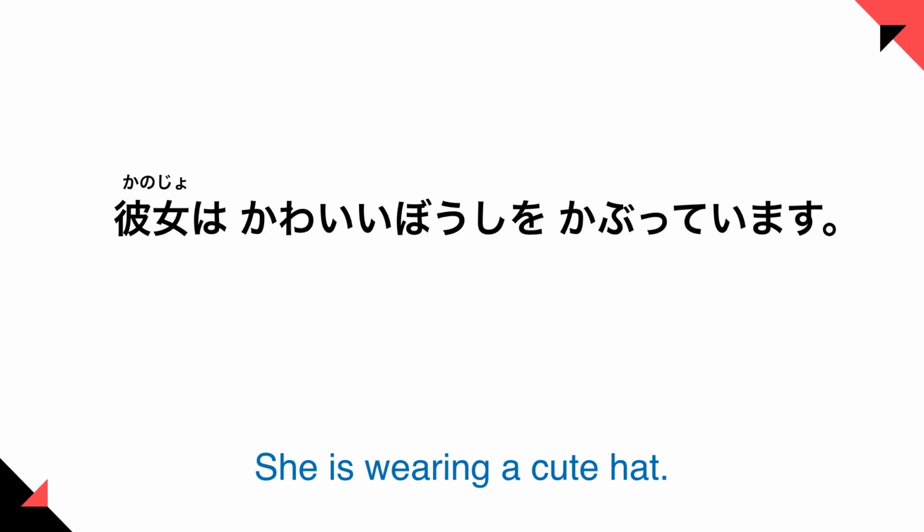Right, let's break it down. First word, 彼女. That means she, right? And then は is a topic marker. And 彼女は, that means talking about her. かわいい, you know this word, right? It means cute. And then 帽子, that means hat. So かわいい帽子, that means cute hat. Alright, を is a particle that indicates the direct object of an action, and the action usually comes after that. That action is かぶる, to put on something on your head in this case.